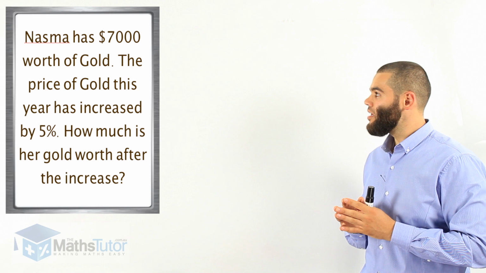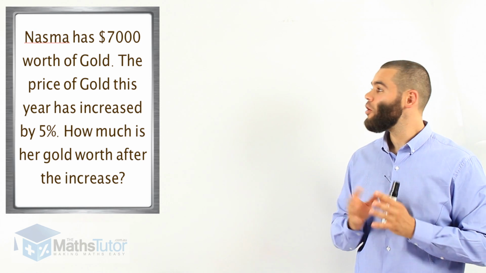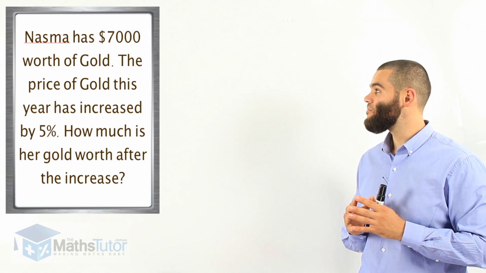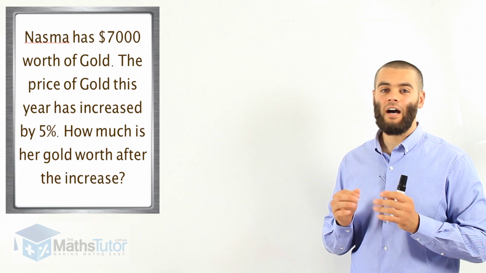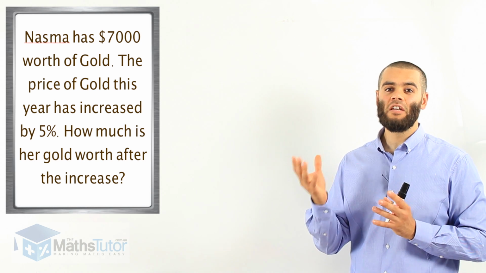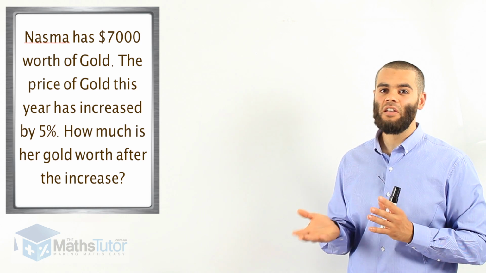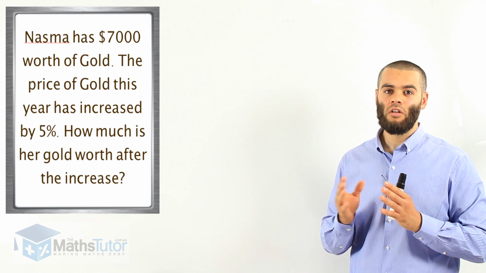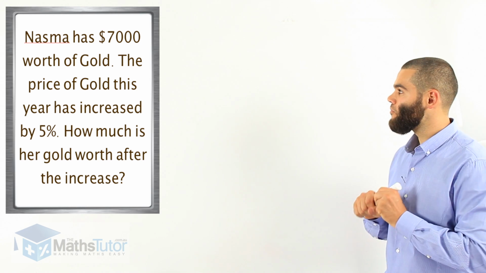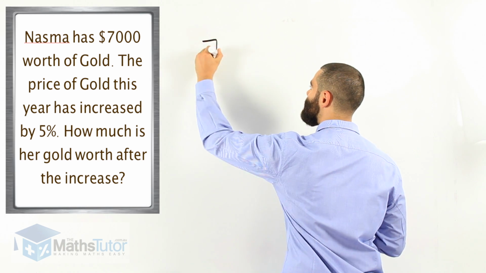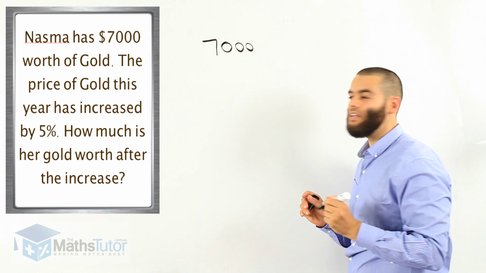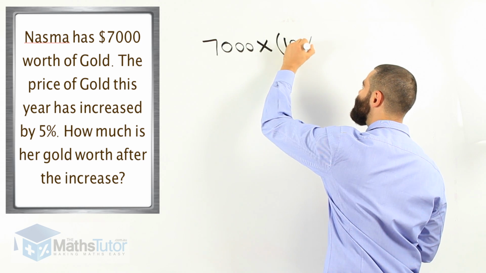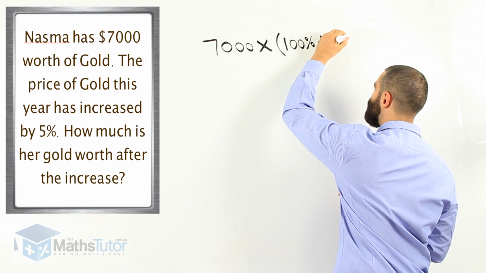The question says that Nasma has $7,000 worth of gold. The price of gold this year has increased by 5%. How much is her gold worth after the increase? So she has $7,000 worth of gold, and this year the value of gold increased by 5%. What is the value of her gold now? Let's work it out. $7,000 is increasing by 5%. So we are going to times it by 100% plus the 5%.